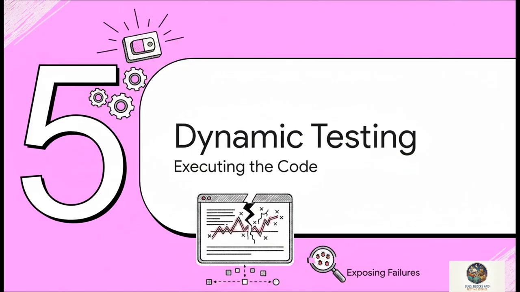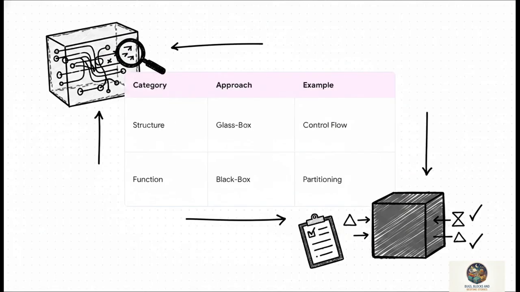Section 5, Dynamic Testing Techniques. This is the crucial phase where the code is actually executed, fed with data, and pushed to see exactly where and how it breaks. We can neatly separate the two main philosophies here. First, structure-oriented testing. This is a glass box approach. The tester looks directly into the code's inner workings, trying to cover every single path and branch.